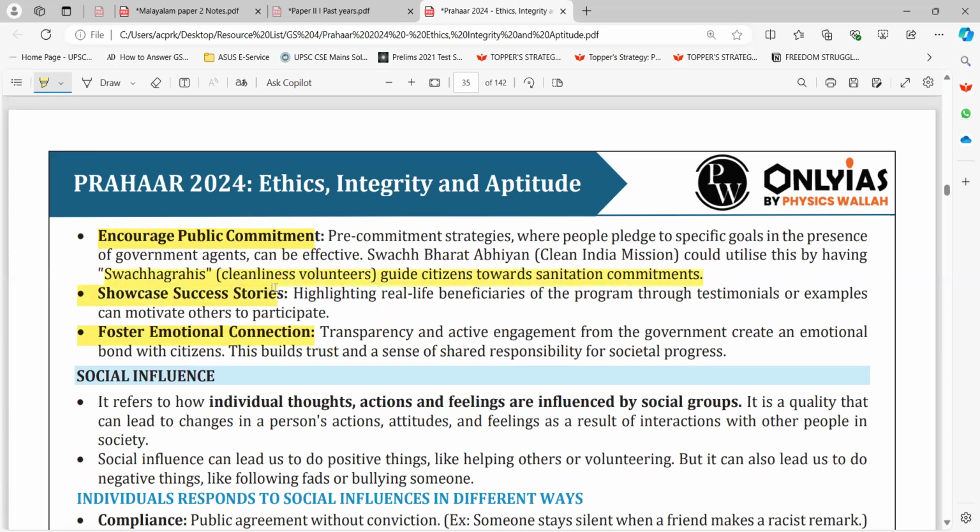Foster emotional connection. Transparency and active engagement from the government create an emotional bond with citizens. This builds trust and a sense of shared responsibility for societal progress.